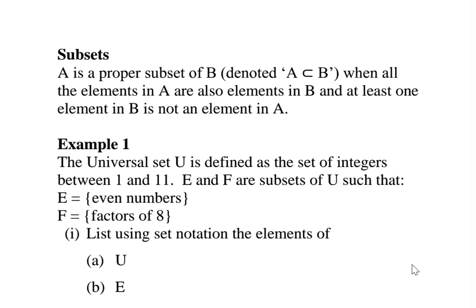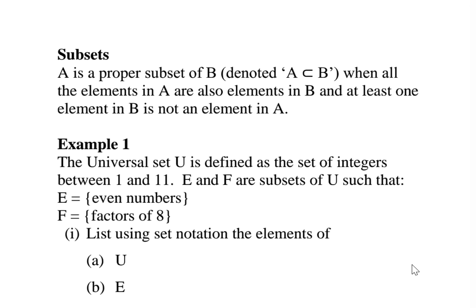All right, sets 4. So we'll start out by talking about subsets. It is said that A is a proper subset of B, denoted as you see it there, when all the elements in A are also elements in B, and at least one element in B is not an element in A. So A is a proper subset of B when all the elements of A are also elements in B, and at least one element in B is not an element in A.